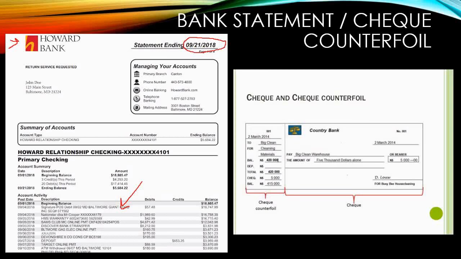Okay, and this is the example of check. The torn part here is what we call a counterfoil. So the check, once it is issued, you give it to whomever you want to pay. So the one that is in your possession is only the check counterfoil. So check counterfoil will show you how much you have issued in terms of checks.